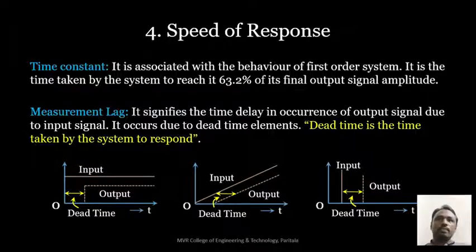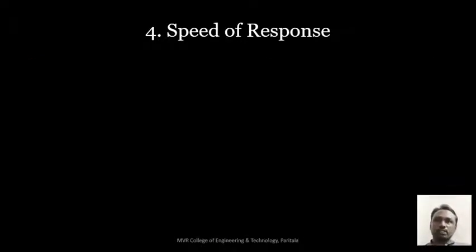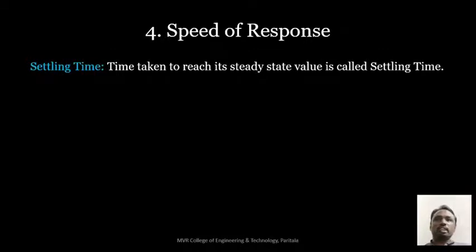So the next one is settling time. The time taken to reach its steady state value is called settling time. We already know that. After all oscillations, it will reach a steady state value. So the time required to reach that steady state value can be called settling time. We already know that. So this is the general example.